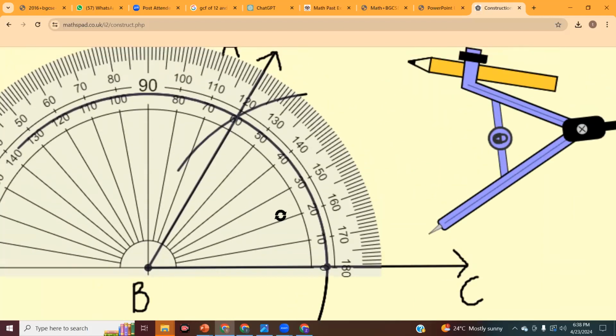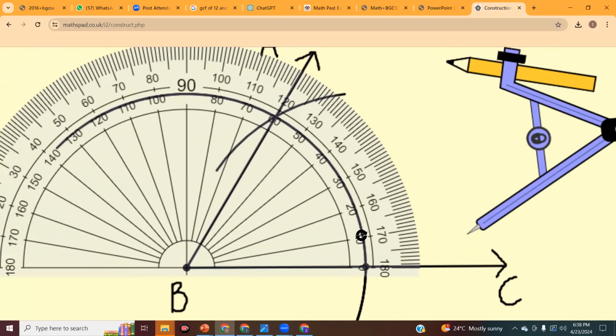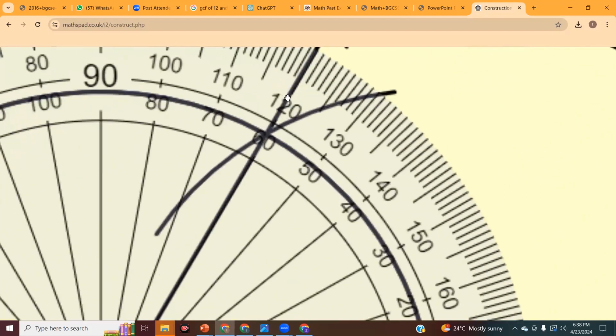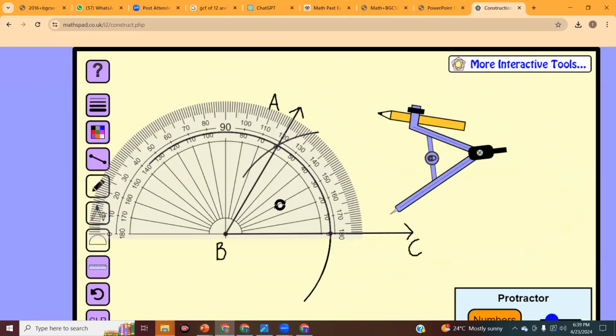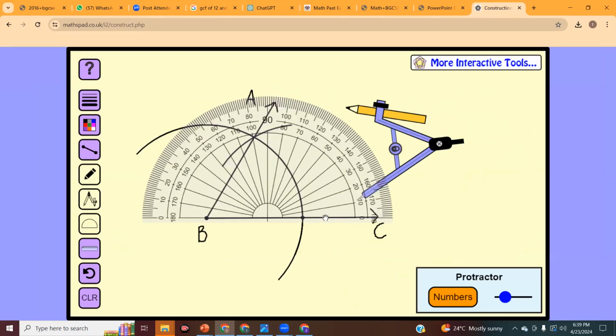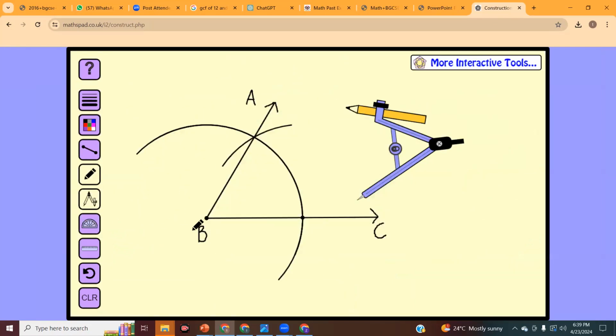It should be equal to 60 degrees. This is 0, 10, 20, 30, 40, 50, 60. So as you can see, it's exactly 60 degrees. If you look carefully, this is 55, 56, 57, 58, 59, 60. All right. We're looking at the one on the bottom, not the one at the top. So it's 60 degrees in measure. And so that means that we have drawn our angle successfully.